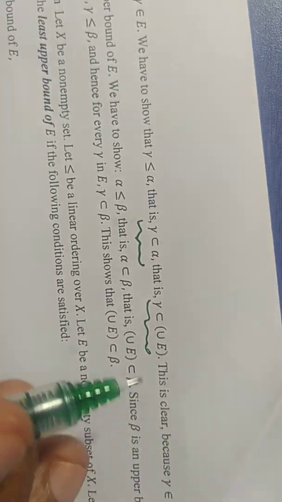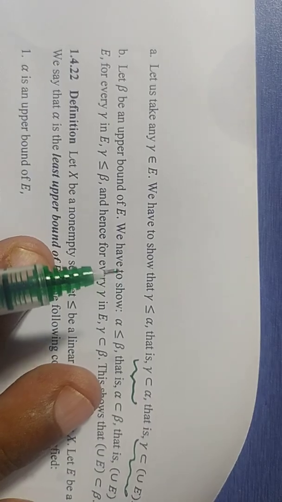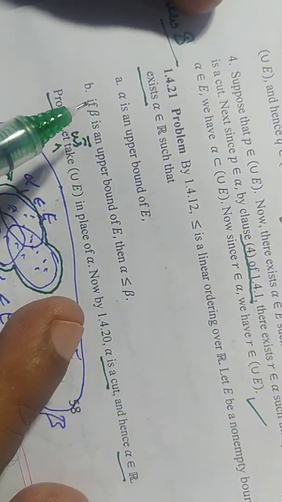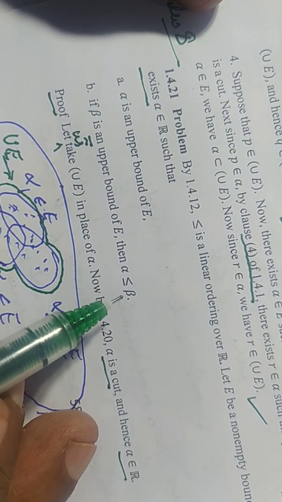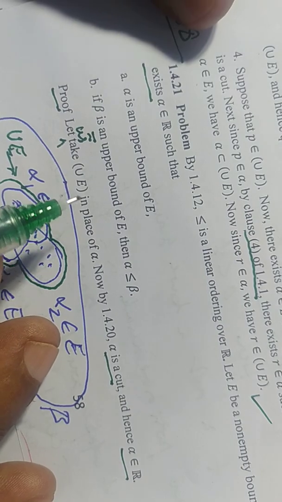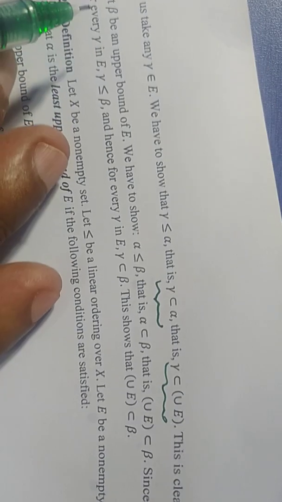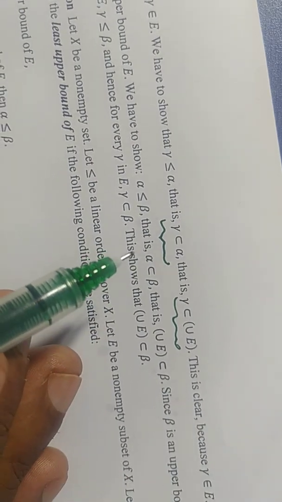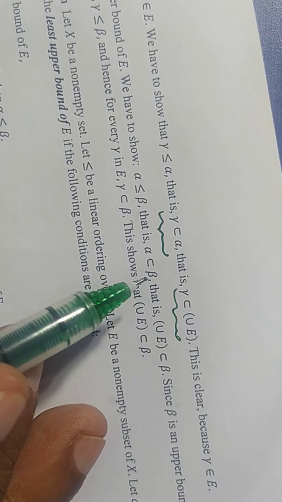This has been discussed in our earlier lecture. Next. Now we have to prove that if beta is an upper bound of E, then alpha is less than or equal to beta. For this purpose, let us take an upper bound of E, beta. We have to show that alpha is less than or equal to beta. In other words, we have to show that alpha is a subset of beta.